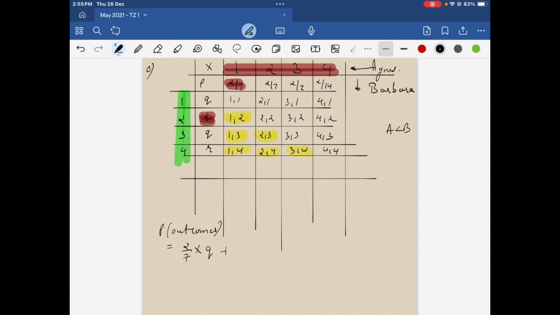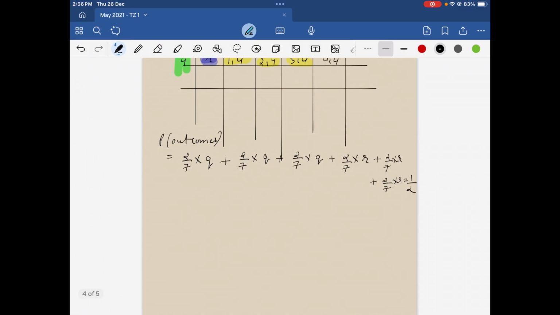Similarly, we will write all the probabilities. For 1 by 3, again it will be 2 by 7 into Q. For 2 by 3, again 2 by 7 into Q. For 1 by 4, again it is 2 by 7 into now R. As you can see, it is R over here. I have written the probabilities and that is R here, and this is 2 by 7. So, plus again 2 and 4, 2 by 7 into R, plus 3 and 4, 2 by 7 into R, and the total probability is 1 by 2, which is given.